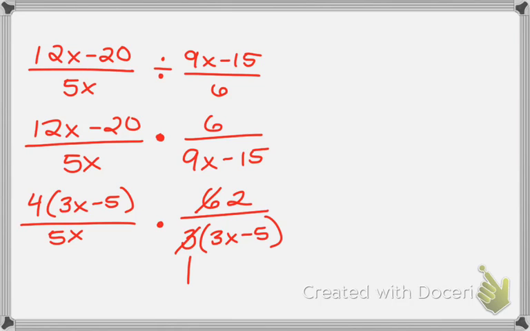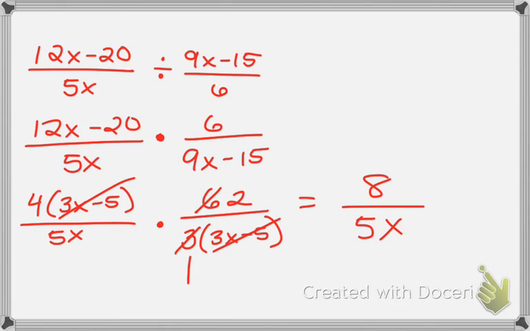What else is going to cancel out? 3x minus 5s. Why would the 4 and the 2 not cancel out? Because they're both in numerators. Good. So what's left over? My numerator has 4 times 2, so 8. And my denominator, we're just left with 5x.